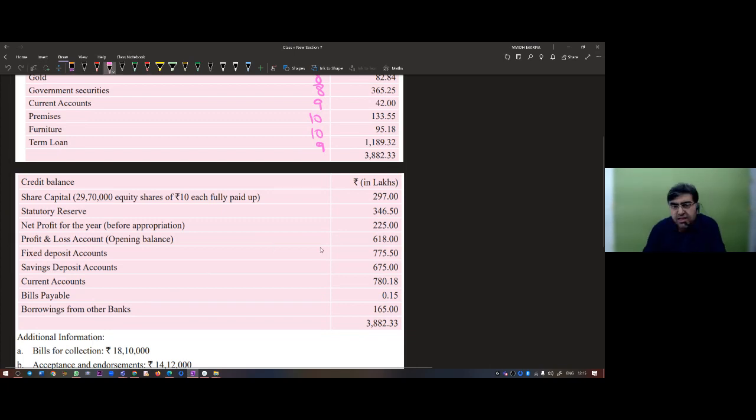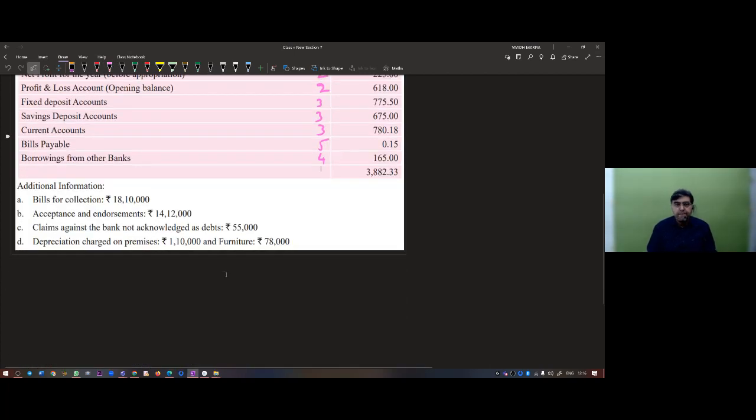Share capital 1. Statutory reserve 2. Net profit 2. Profit balance 2. Deposits 3. Payables 5. Borrowings 4. Now you have to remember the pro forma of the banking company balance sheet. Bills for collection 12. Acceptances, endorsements 12. Contingent liabilities and bills for collection 12.